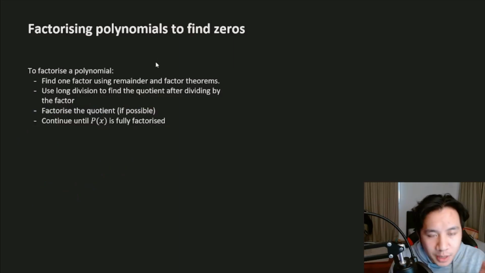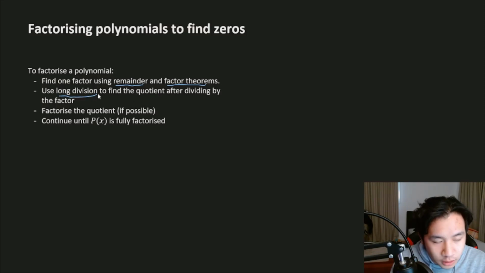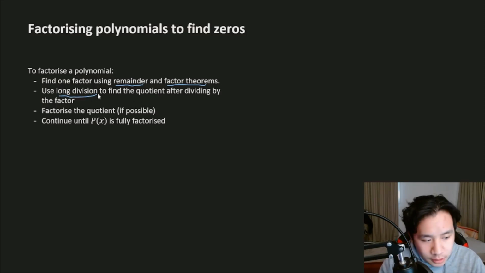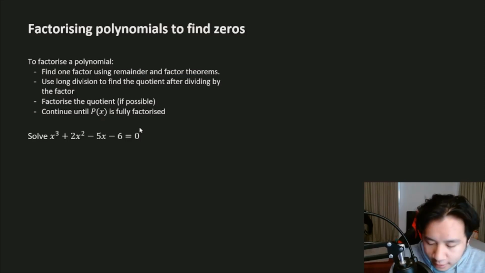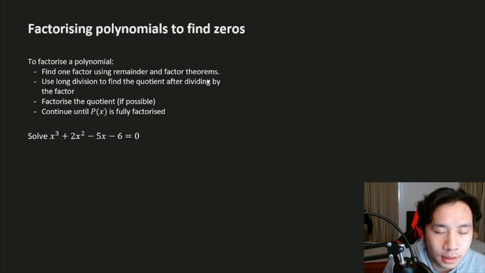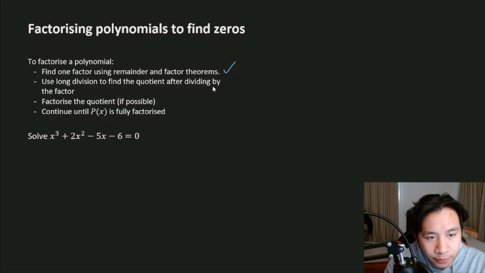This part of the video won't make sense unless you've seen the remainder and factor theorem, as well as polynomial long division. So if you haven't, I have videos on that. You can just check those out. All right, so let's do this question. Solve x cubed plus 2x squared minus 5x minus 6 is equal to 0. Now, I'll be going through the first step. The first step says to find one factor using remainder and factor theorems.